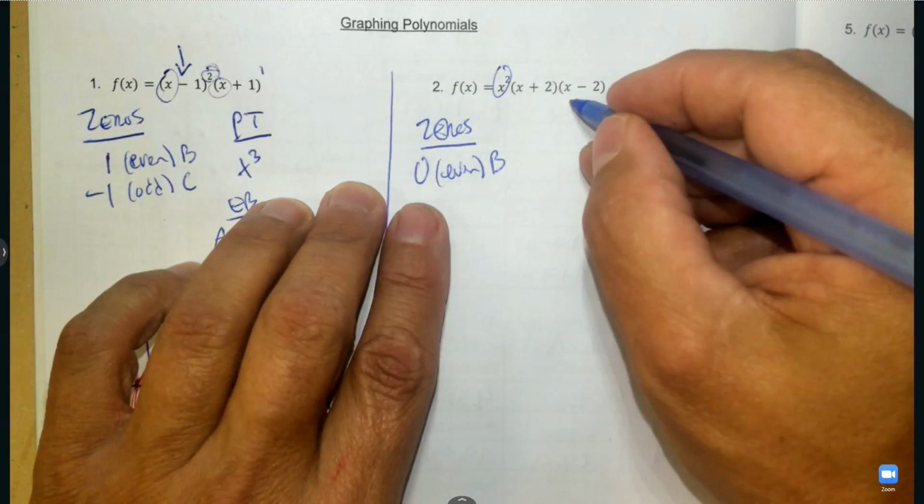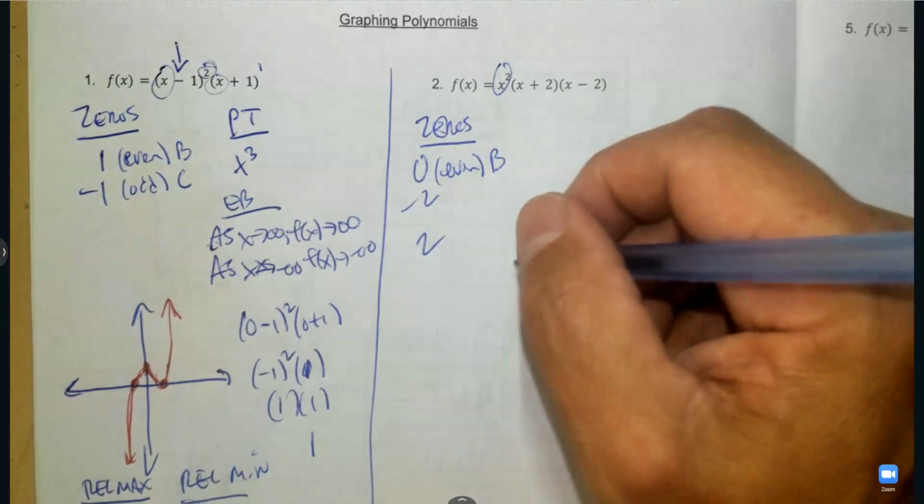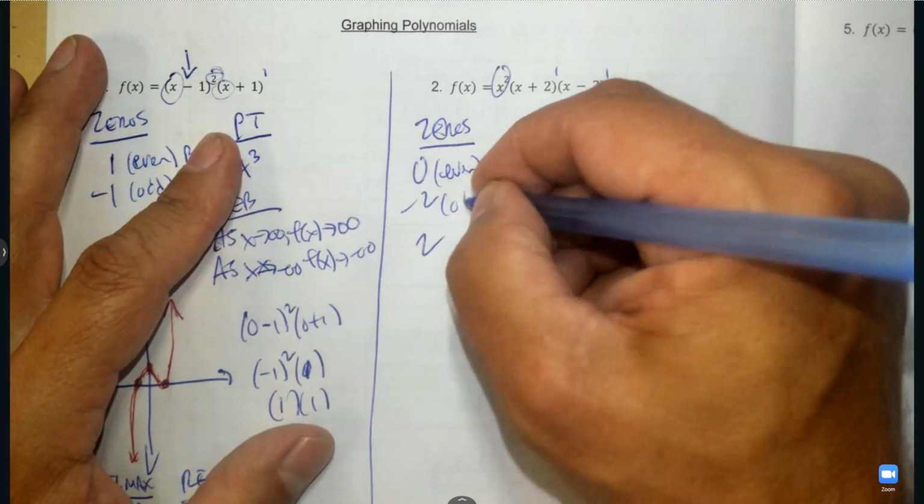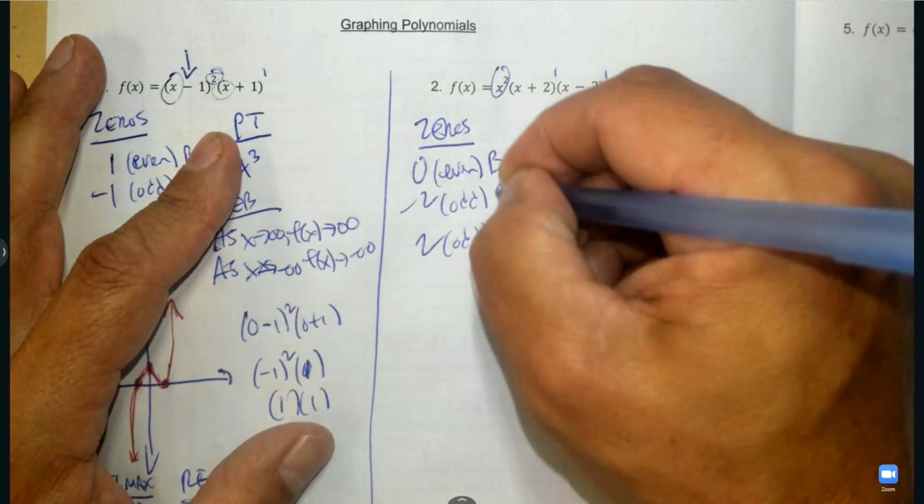We have negative 2 and we have positive 2. Those are those opposite numbers that make it 0. Both of them have odd exponents. So at both of those numbers, it's going to cross.